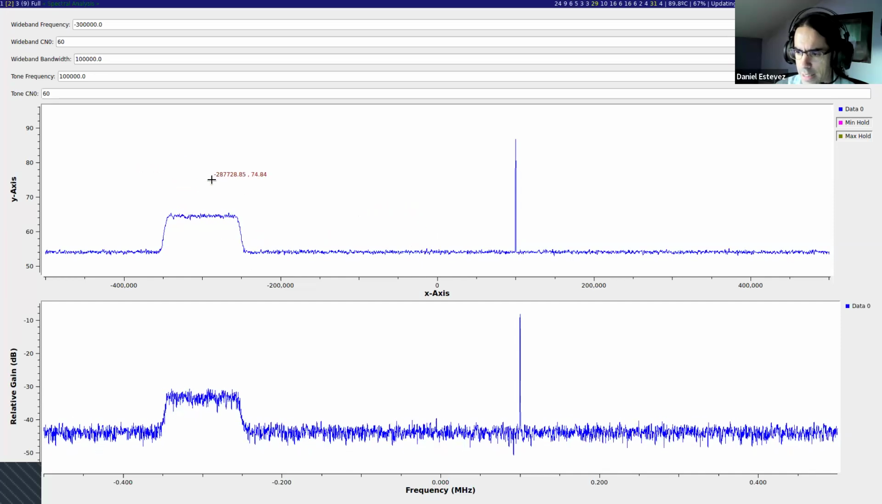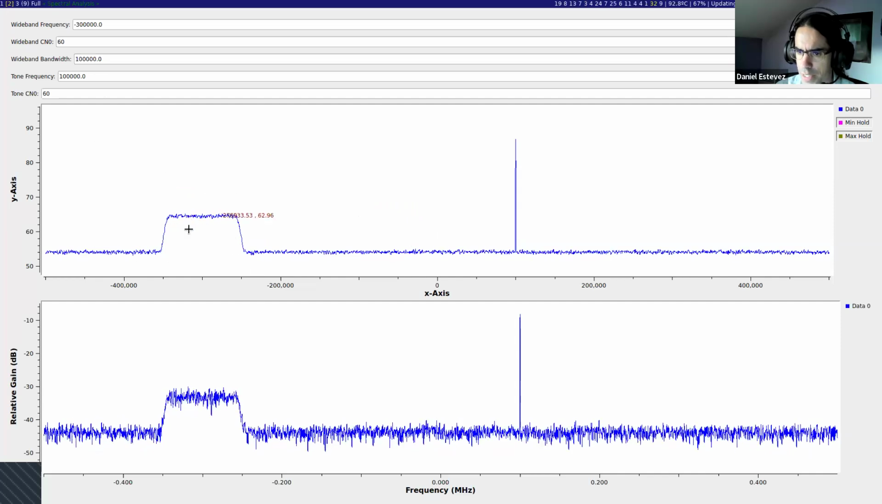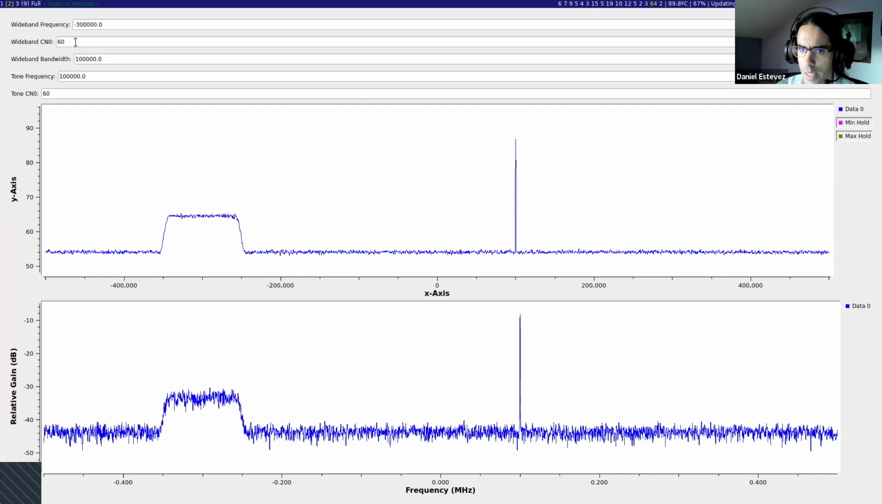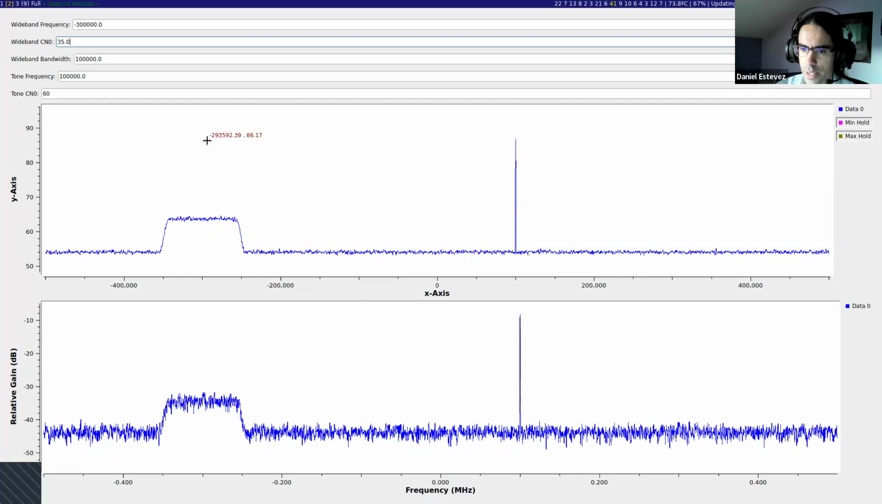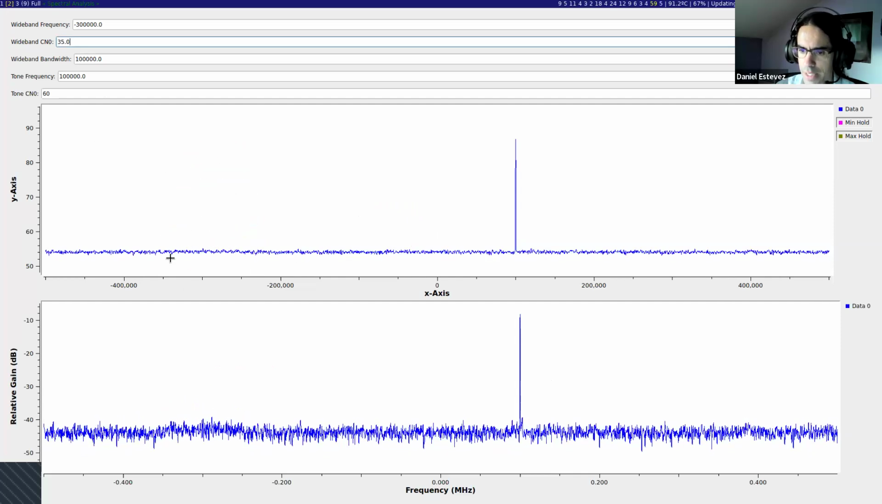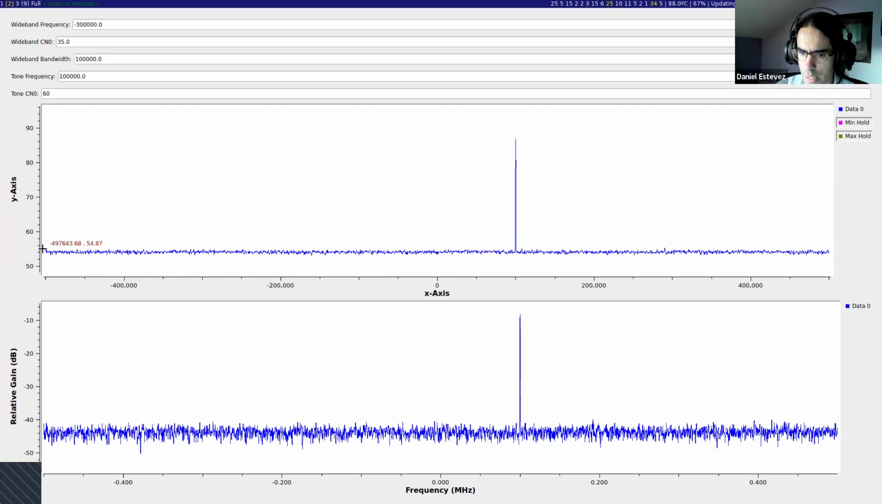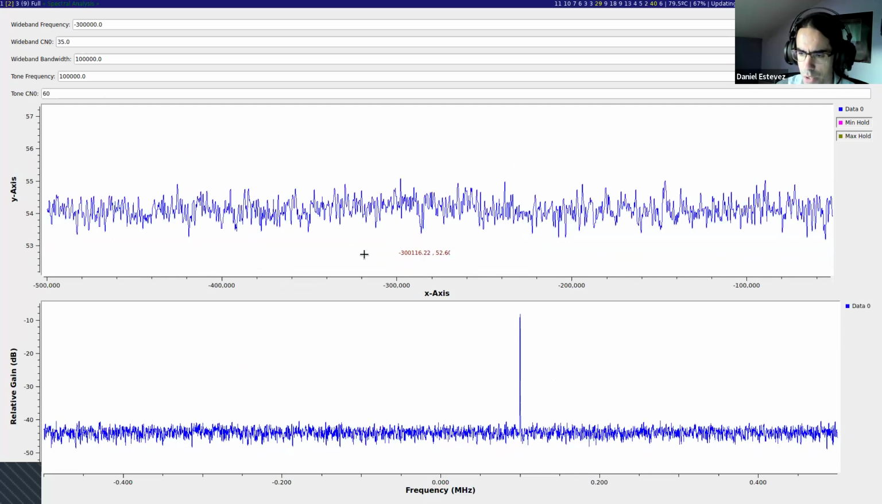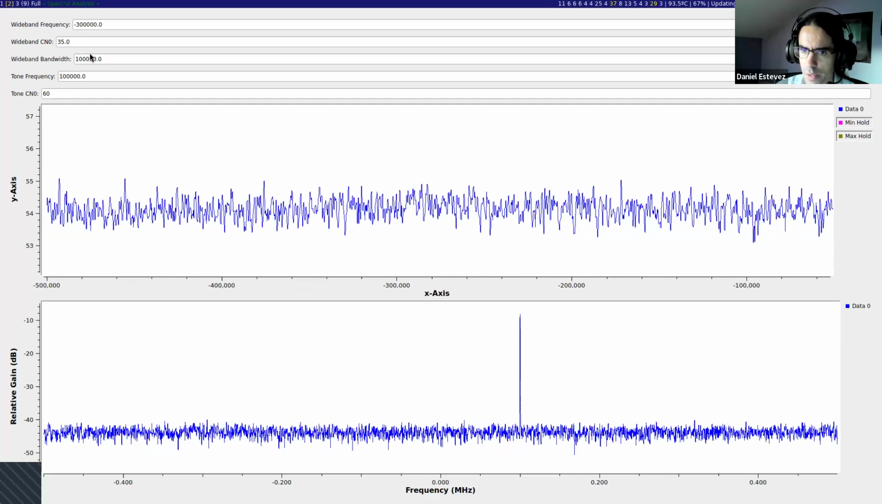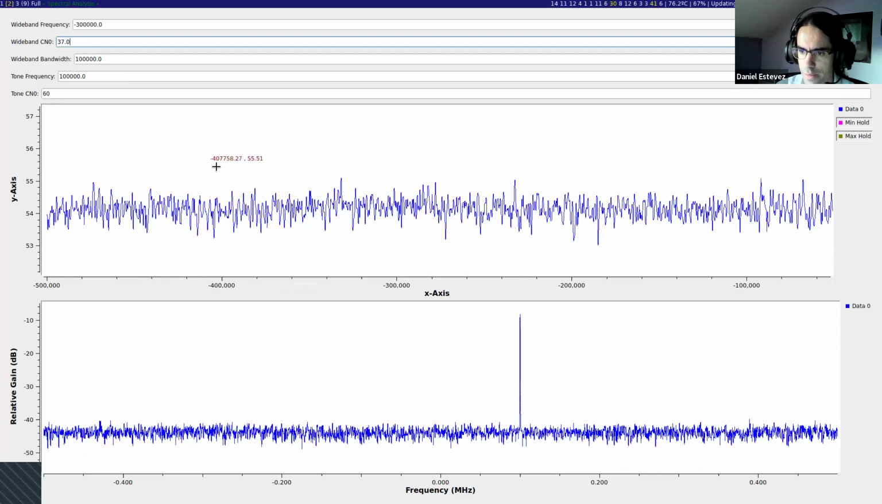So let's actually test if this is any better than this plot, and I say it is, because for example, 35 decibels, I think we should still be able, well, maybe not, but maybe 37.